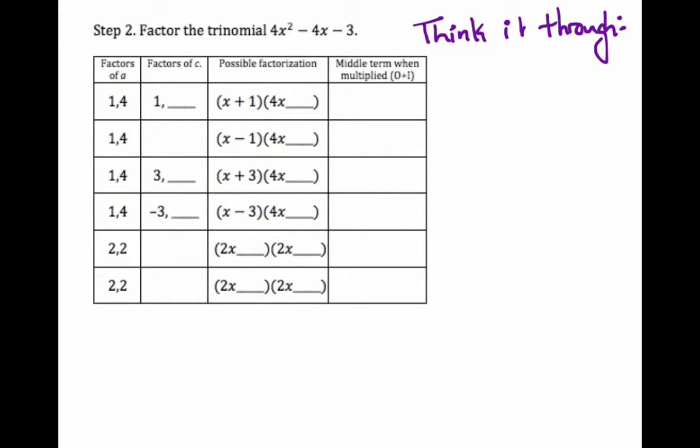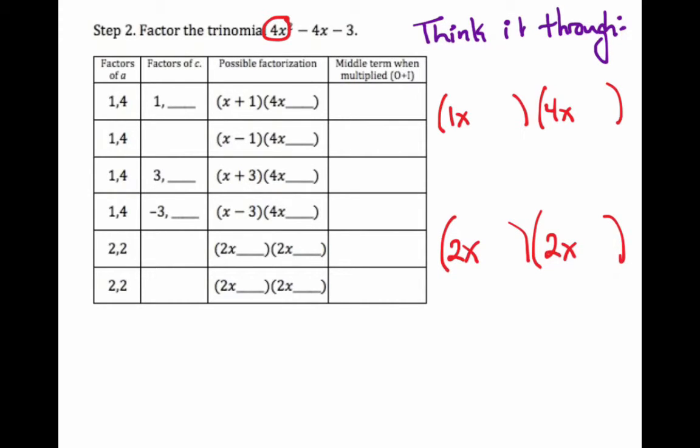Well, what are my factors of a? 1 and 4 or 2 and 2. So I'm going to write those out. 1x times plus or minus something times 4x plus or minus something. Or 2x plus or minus something times 2x plus or minus something. And then I'm going to think about all the possible factors I could have of that negative 3. I'm going to list those out. 1, negative 3, negative 1, 3, negative 3, 1, 3, negative 1.